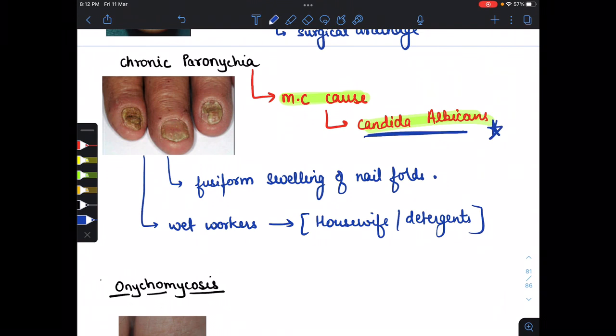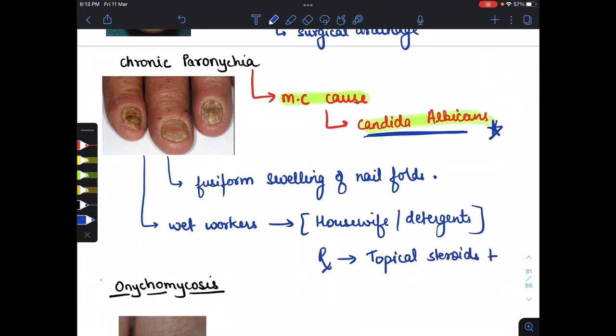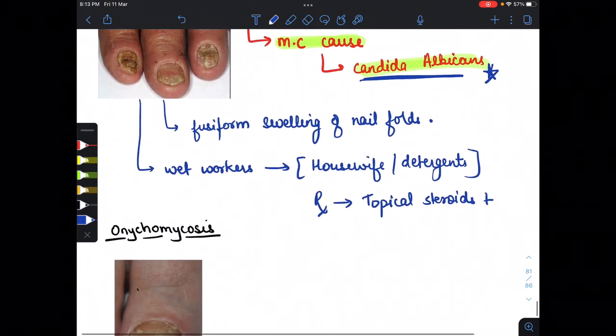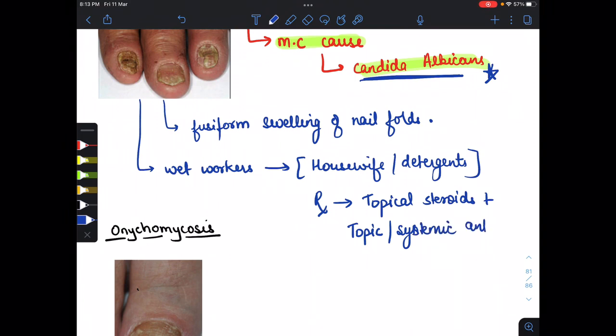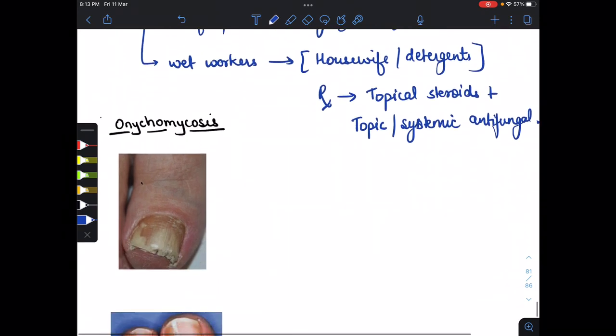Now what do we give for the treatment of Candida albicans? For the treatment of the chronic one, we give topical steroids for inflammation, and since Candida is a fungus, we can also give topical antifungals, or systemic antifungal drugs.